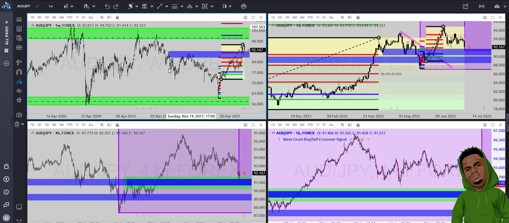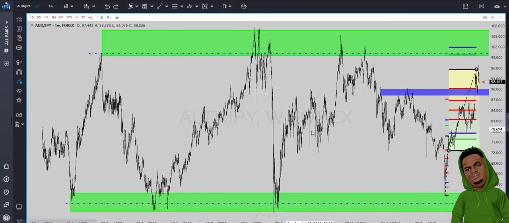Hi guys, so one of the pairs that I'm looking at this week is the Australian dollar JPY, and I'm going to be going through all the time frames to show you how I got to identify this pair as one of the pairs I want to look at this week. So I'm going to be starting with the weekly chart because I look at the larger time frame for direction.